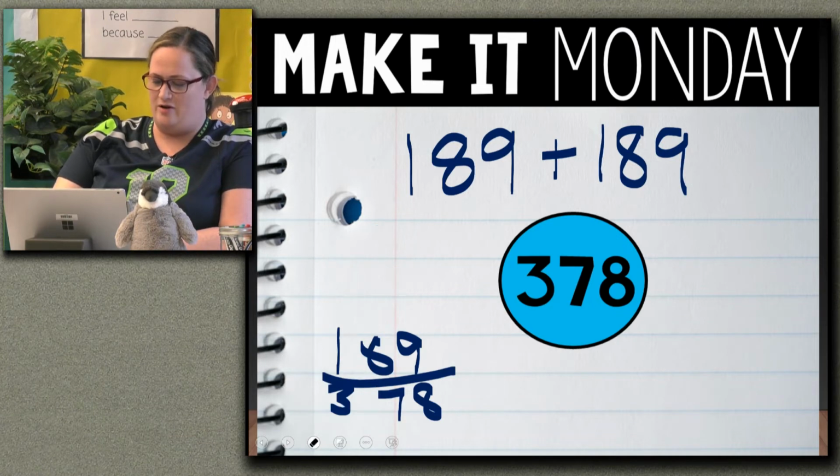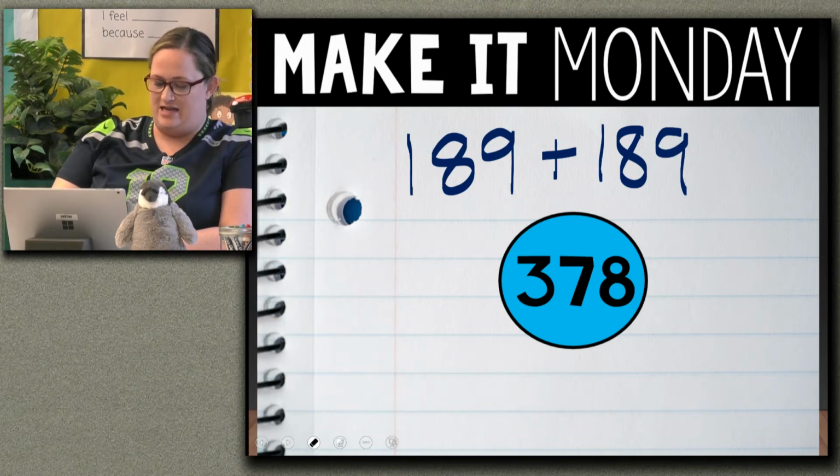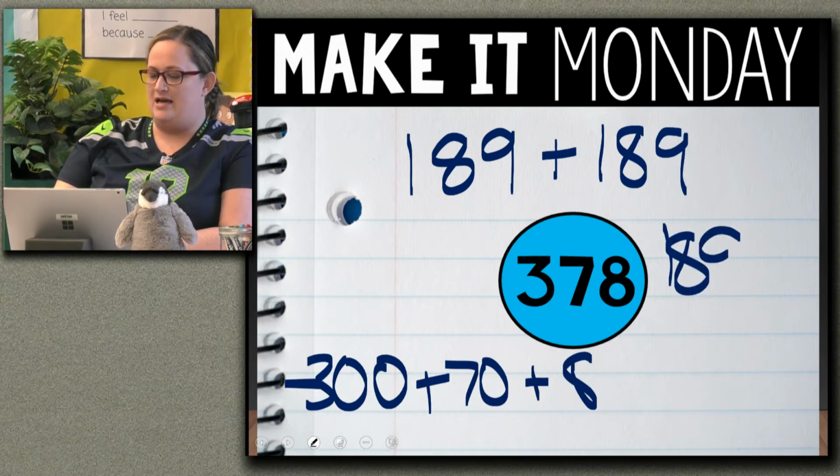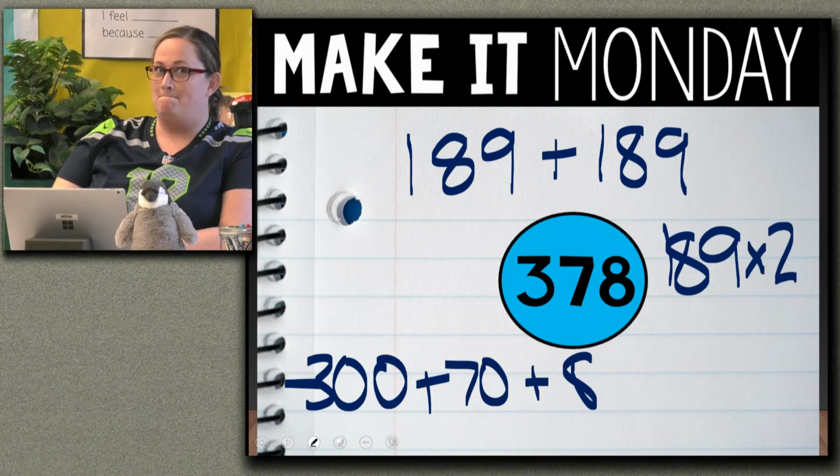What's another way we could make 378? Yeah, 300 plus 70 plus 8. Ooh, 189 times 2. That's a good way to do it.